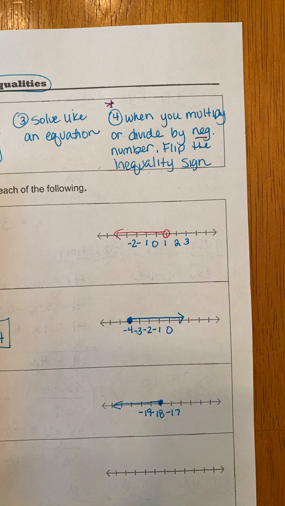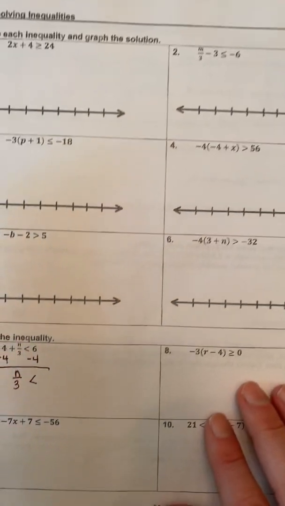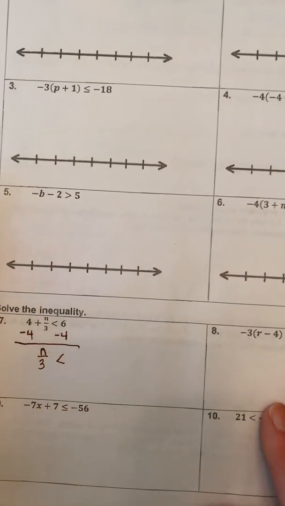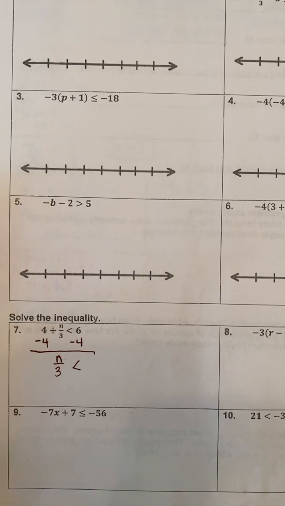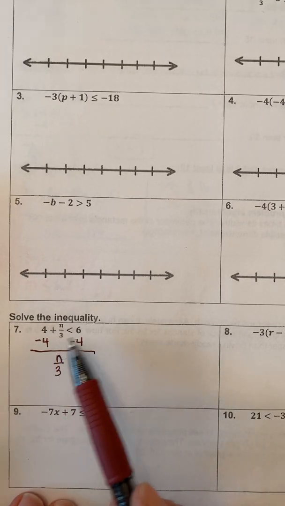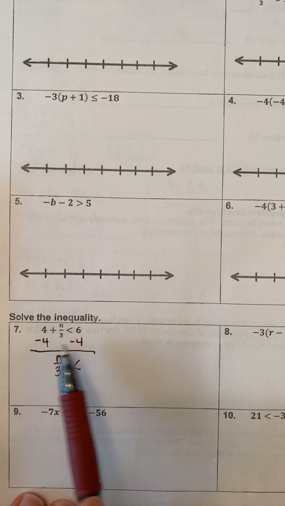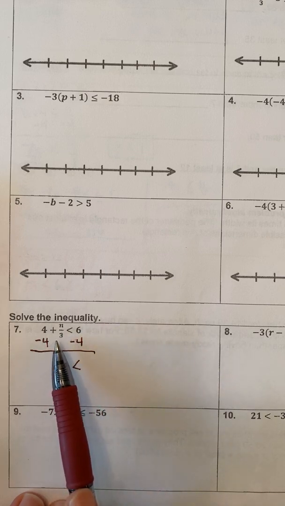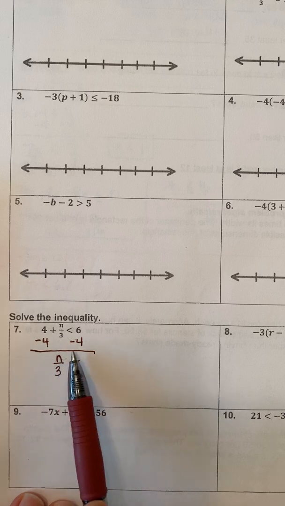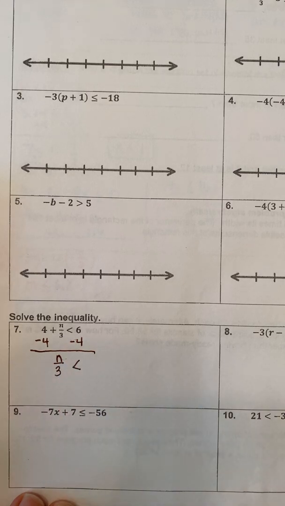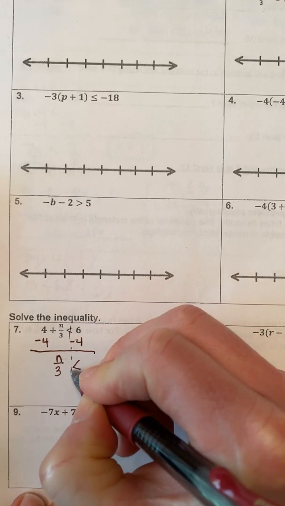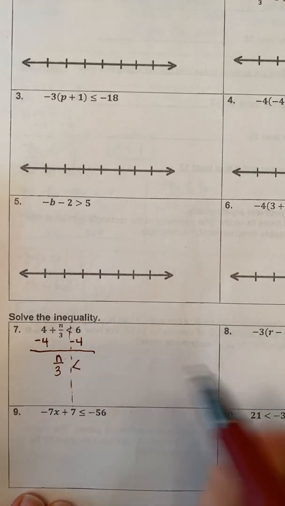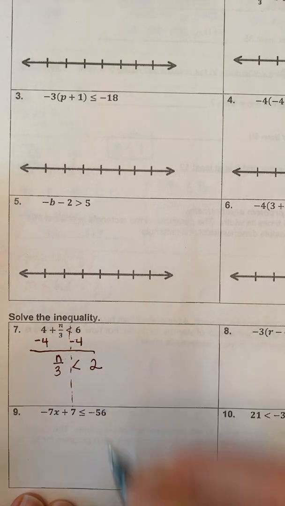So we're going to take a look at the worksheet from yesterday. You already did questions 1 through 6, and I've started question 7 for us. And then we're going to do a few more together. So if I'm looking at the original inequality, there is nothing to simplify on both sides. So I go ahead and I subtract the 4 from both sides. And so I'm left with n over 3. I always like to draw this line here. That's where my inequality goes, is less than 2.